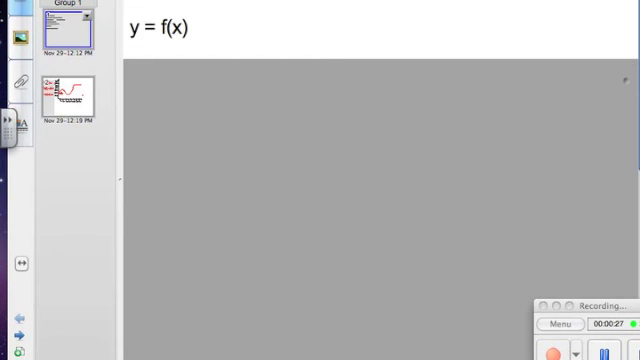First of all, when you're dealing with functions, y equals f of x. And it doesn't have to be f of x. It could be g of x or h of x or anything of x. But we're going to usually use f of x because f is for function.